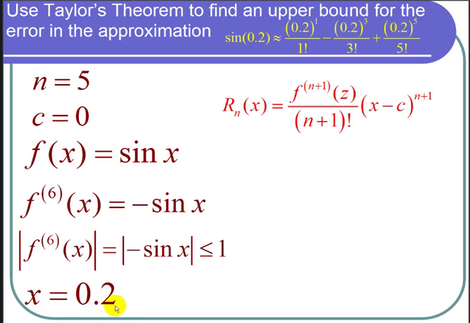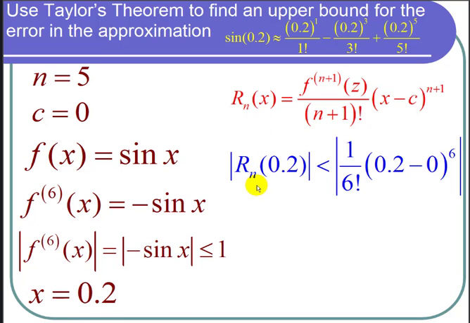One more thing. Our x was 0.2, so that's what we're plugging in for our x here at x minus c, and here at r sub n of x. So let's put this all together. I can say that r sub n of 0.2, that was x, is less than, I replace the f super n plus 1, or the sixth derivative at z, with a 1, over 6 factorial, because n was 5, n plus 1 is 6, times 0.2 minus c is 0, so minus 0, to the n plus 1, which is 5 plus 1, or 6th power.